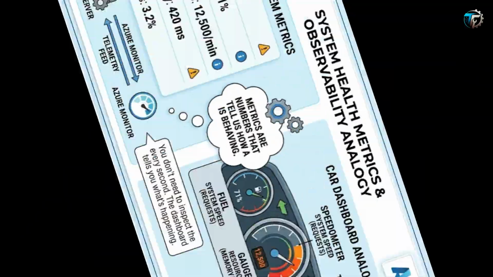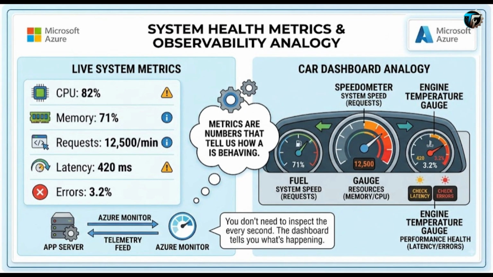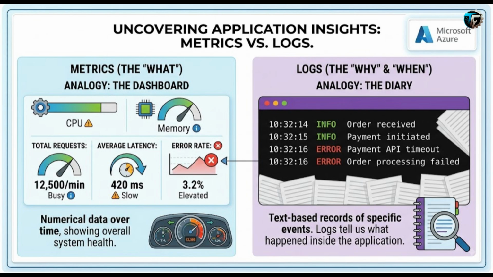Metrics are numbers that tell us how a system is behaving. Metrics are like the dashboard of your car. Speed, fuel, engine temperature. You don't need to inspect the engine every second. The dashboard tells you what's happening. Logs tell us what happened inside the application. Metrics is equal to dashboard. Logs is equal to diary.